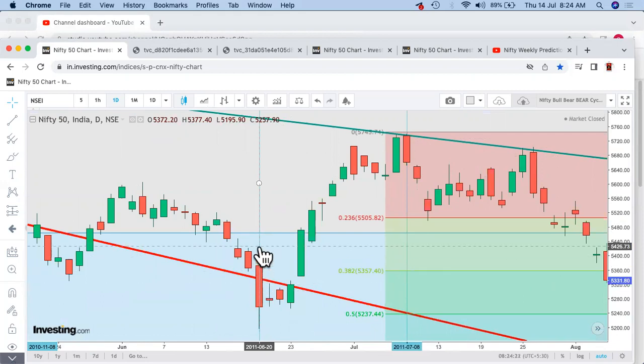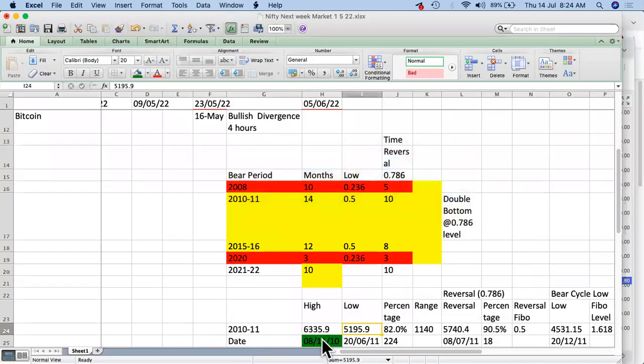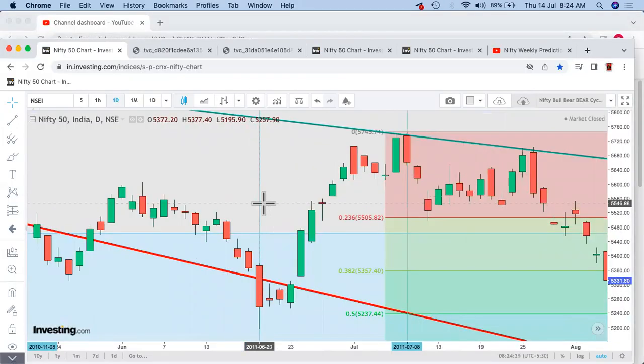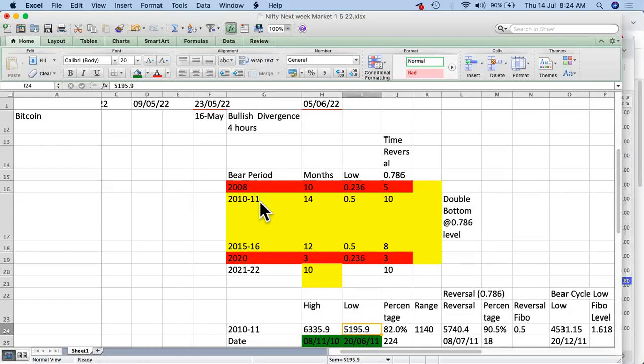And this level came down somewhere around 20th of June 2011. So this is 20th of June 2011, and the level which it came down to was 5195.9. I haven't marked this, so probably just mark this also. So I have just derived the range which is there.